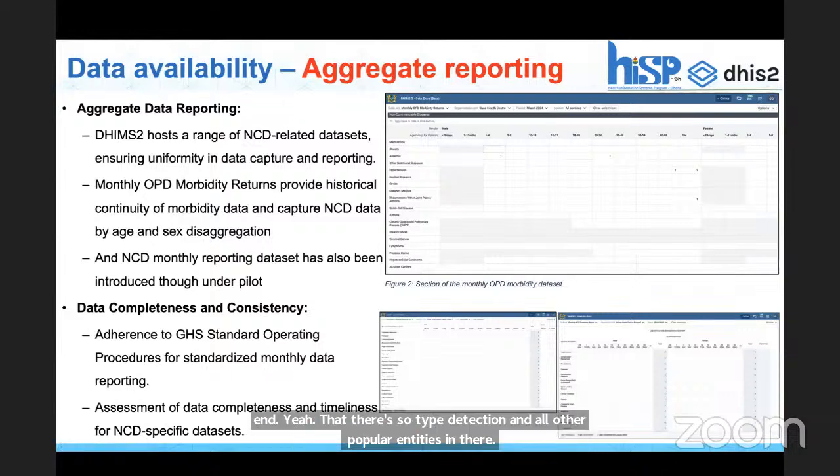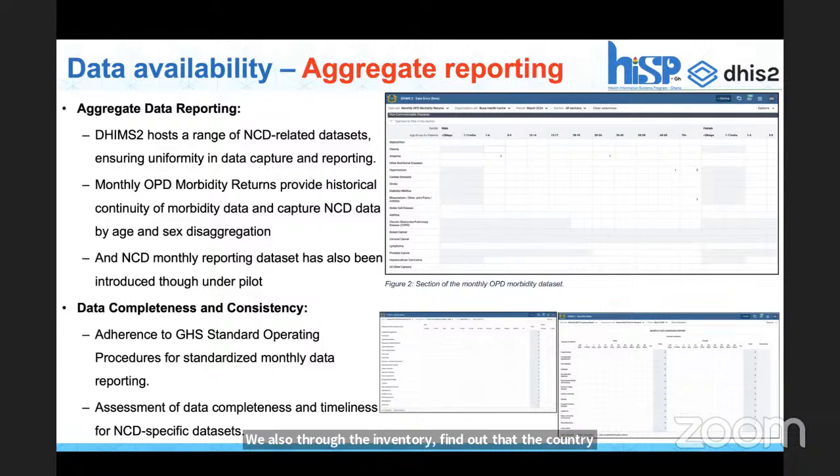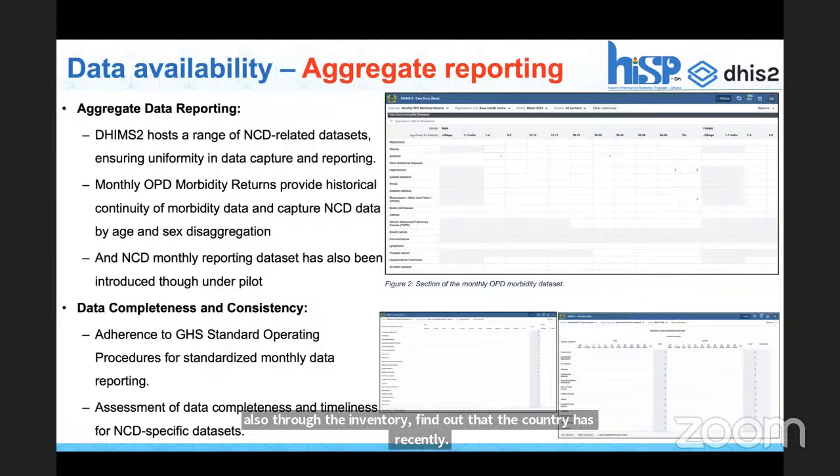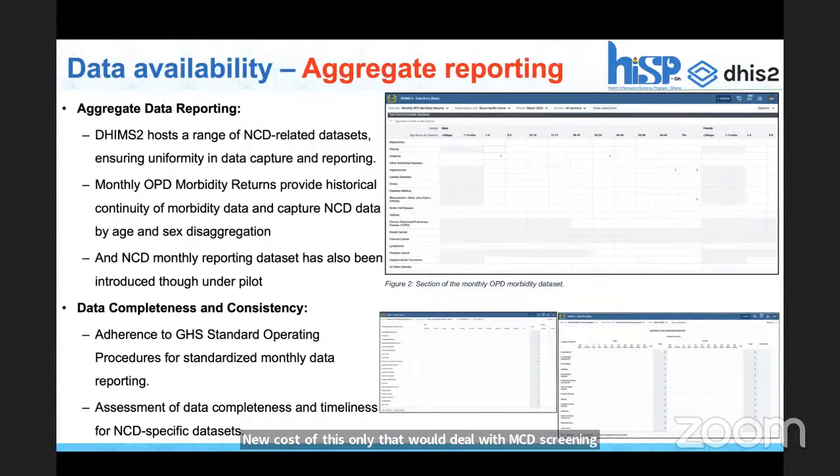Through the inventory, we also found out that the country has recently deployed new NCD-only data sets that deal with NCD screening at the facility level and also NCD diagnosis. That is trying to give a much more detailed capture of data when it comes to NCDs, apart from what we have on the monthly OPD morbidity reporting form.